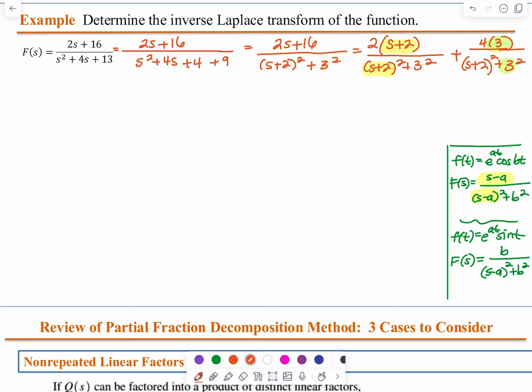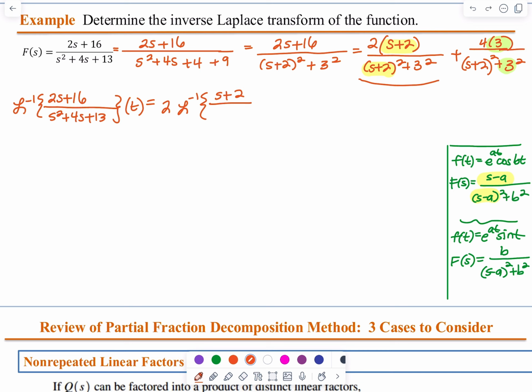We can say that by linearity of the inverse Laplace transform, the inverse Laplace transform of 2s plus 16 divided by s squared plus 4s plus 13 of t is going to be equal to, and let's start here, 2 multiplied by the inverse transform of s plus 2. So we factored this 2 out already. s plus 2 divided by s plus 2 squared plus 3 squared, and that is of t.